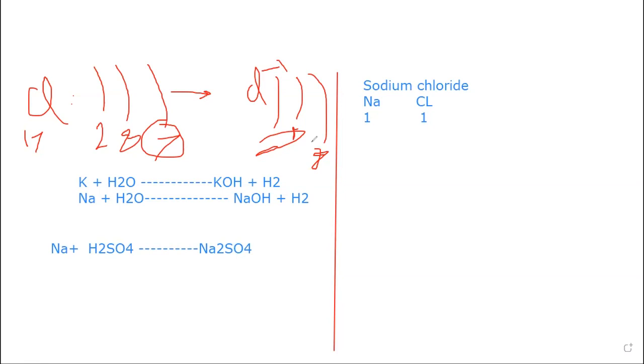The valency of group number 1 is 1. The valency of elements in group 2 is 2. The valency of elements in group 3 equals 3. Okay, what's the valency of group number 4?